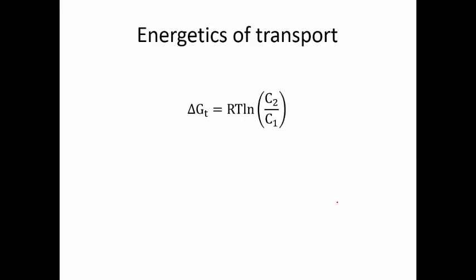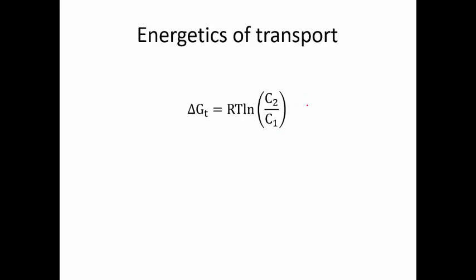How do we know about those things and then say, okay, this is going to be passive transport? Well, we've got math to do it, right? The delta G of transport, which has to do with the concentration gradient, is simply RT ln of the concentration of the side it's moving to over the concentration of the side it's moving from.